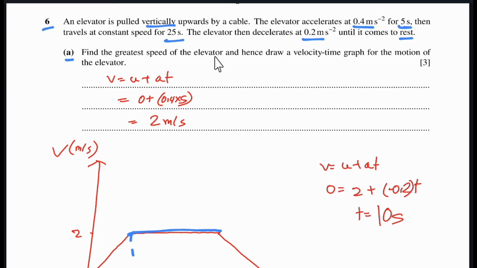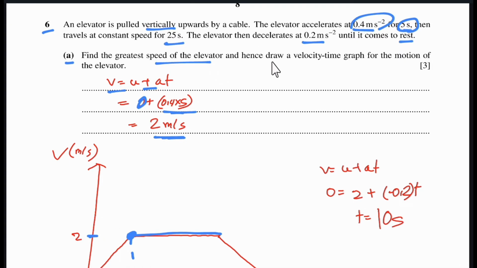Find the greatest speed of the elevator. So the greatest speed is when it comes to the maximum point. So that is v is equal to u plus at. We know that initially it was at rest, since the elevator does not pull it. So initially it is at rest plus at. So this is the acceleration and this is the value of time. So we substitute this value in our equation and get the velocity as 2 meter per second. That is our highest velocity.